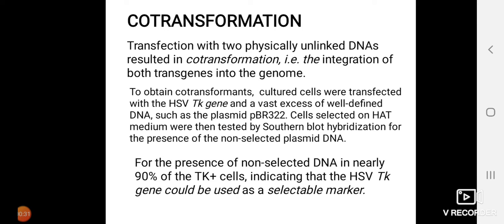Next kind of transformation which we are going to come across is co-transformation. Co-transformation is where two unlinked DNA molecules get transformed into the same host cell. That is what co-transformation is. Transfection with two physically unlinked DNAs results in co-transformation, that is the integration of both transgenes, both the DNA molecules, into the genome of the host cell.